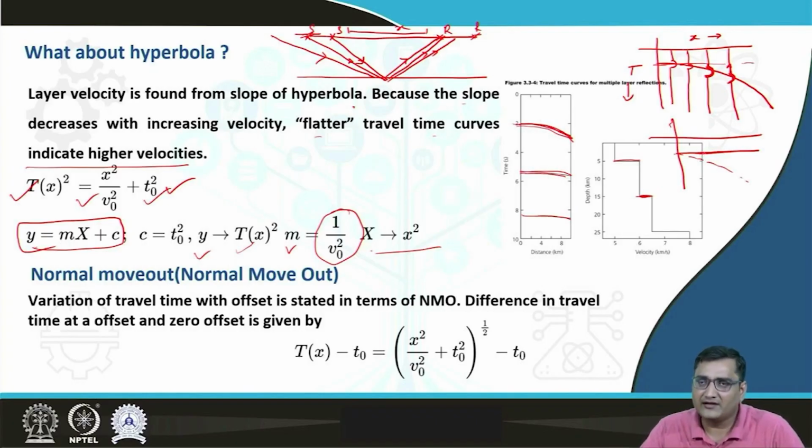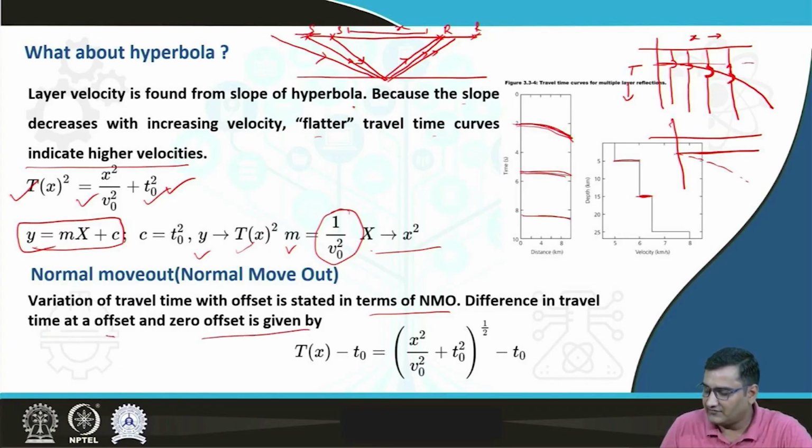When I am saying stacking, that means you are taking the average of all the events that are coming into your reflection hyperbola. So basically, in the case of normal move out, the variation of travel time with offset is stated in terms of normal move out. The difference in the travel time at an offset and zero offset is given by: you are taking the difference between the travel time that arrives at a particular offset with respect to the zero offset, and that is the amount that you will have to remove from your travel time in order to have the reflection event set for the zero offset event.